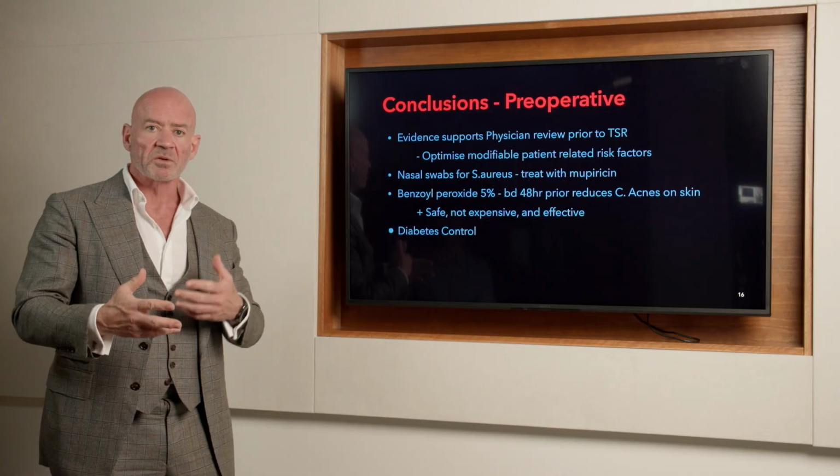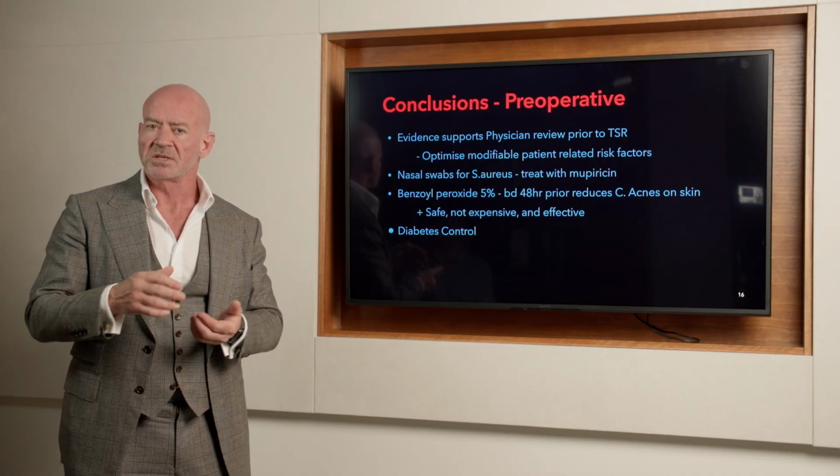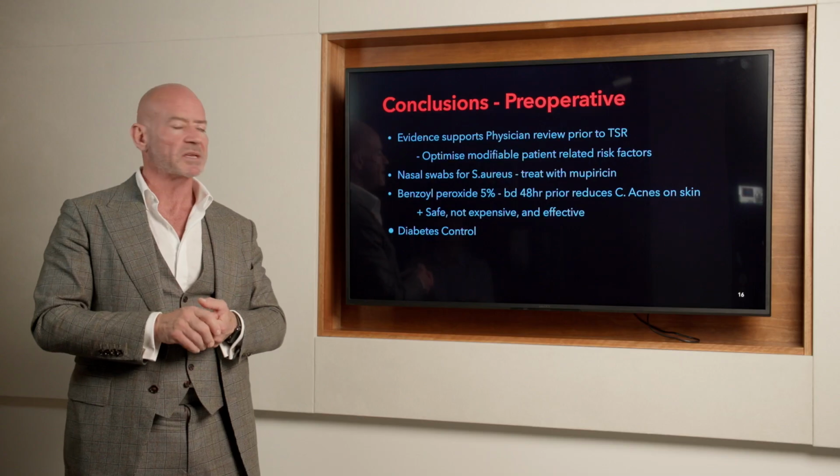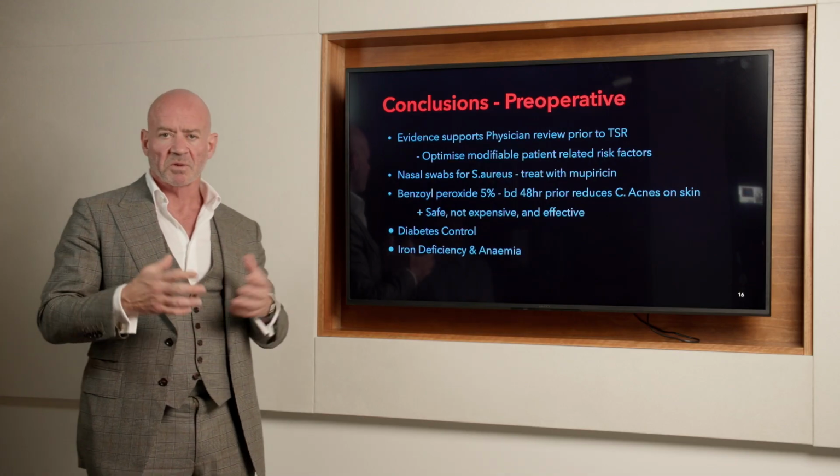And we like all of your long-term medical problems optimized. So diabetic control needs to be optimized. We want to know if you've got iron deficiency and anemia related to that, and we want that corrected.